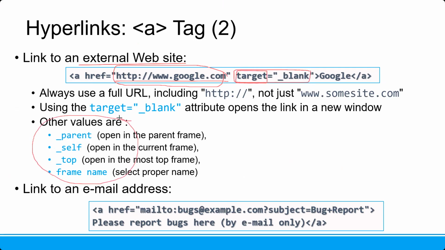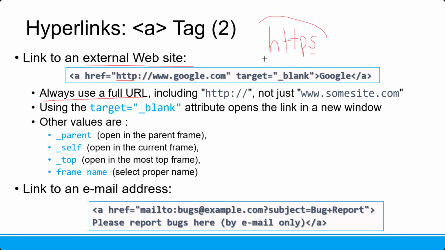Okay, you can see this one. So for the reference, if you use the external website, always use a full URL. You can see here, HTTP. So now I think you can see some website, they have the HTTPS. So S means the secure. So you need to specify in detail like this one for the external website. So including http colon slash slash.